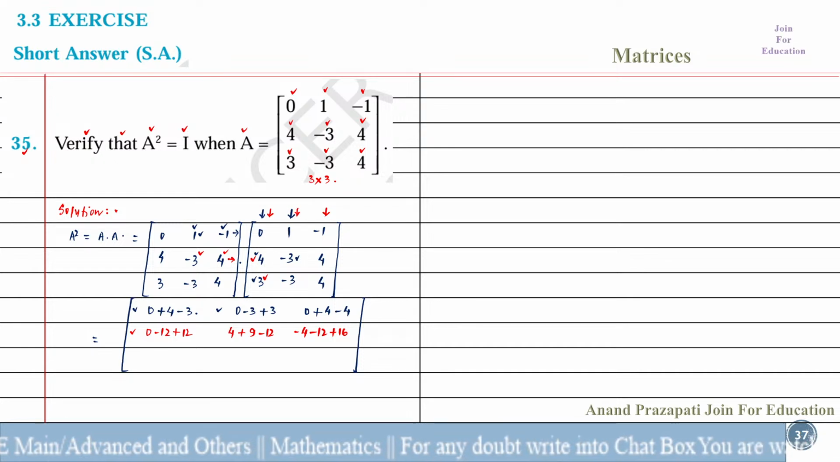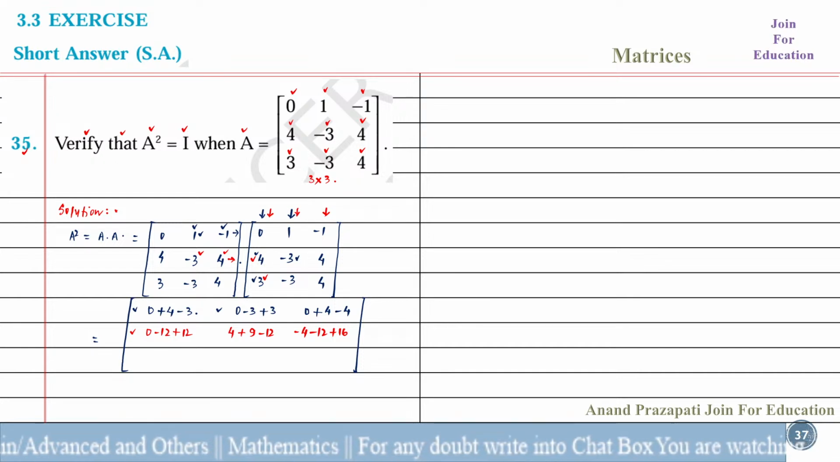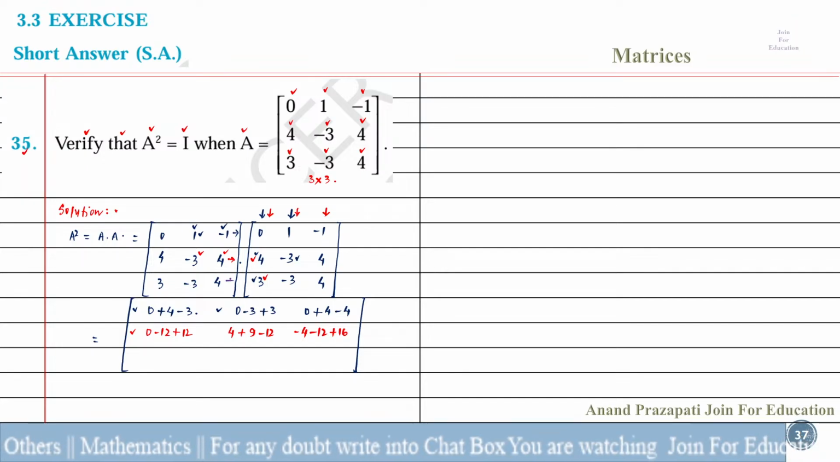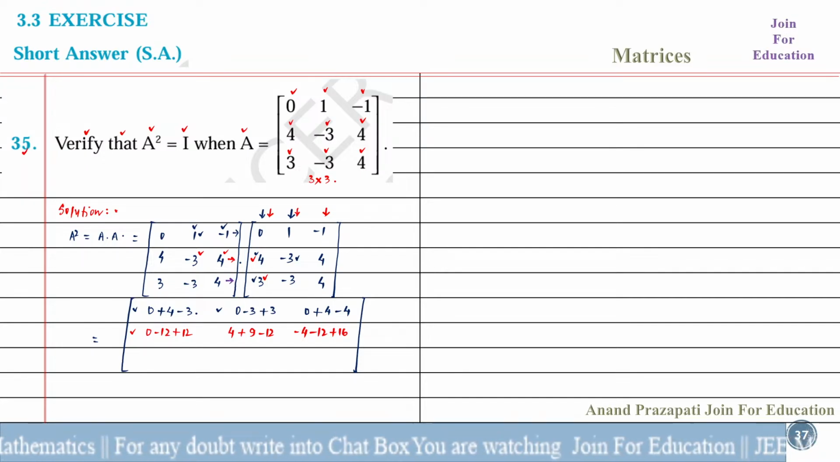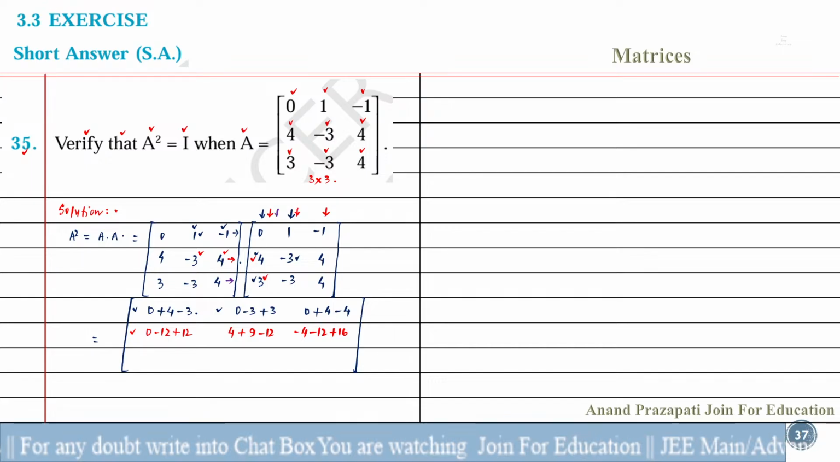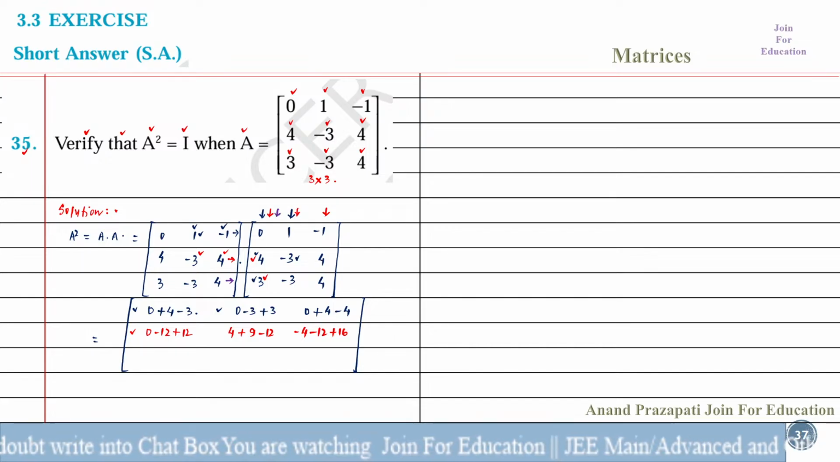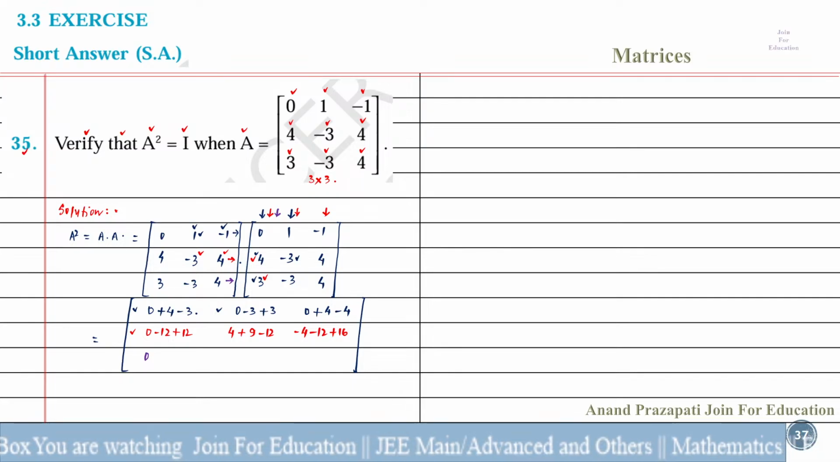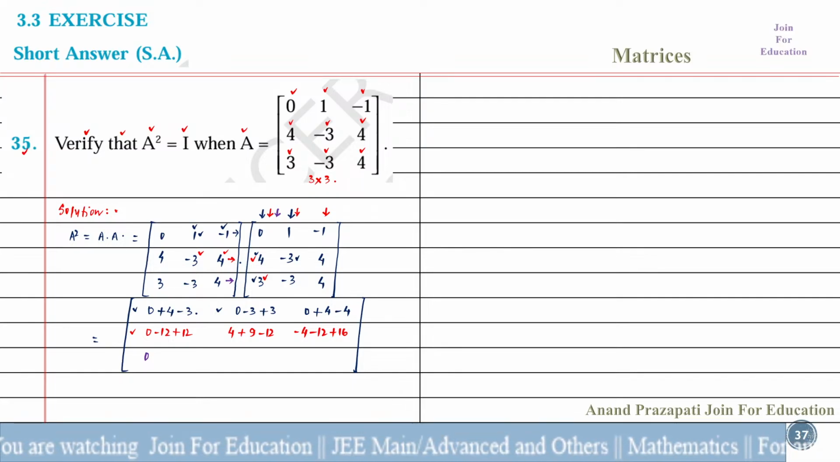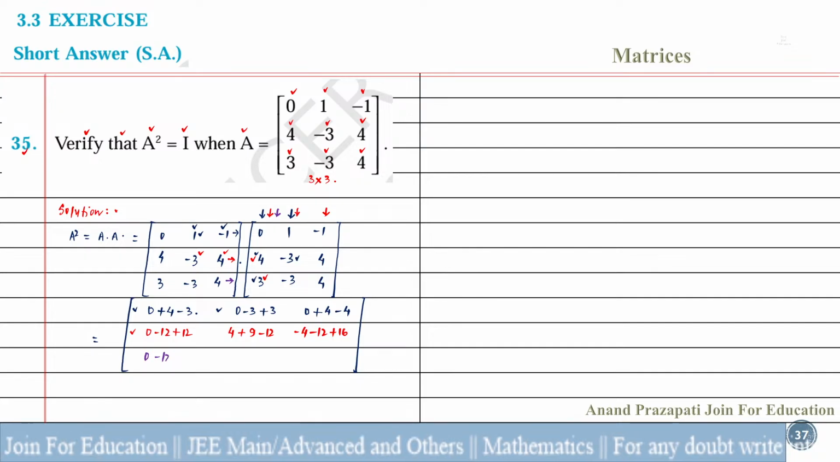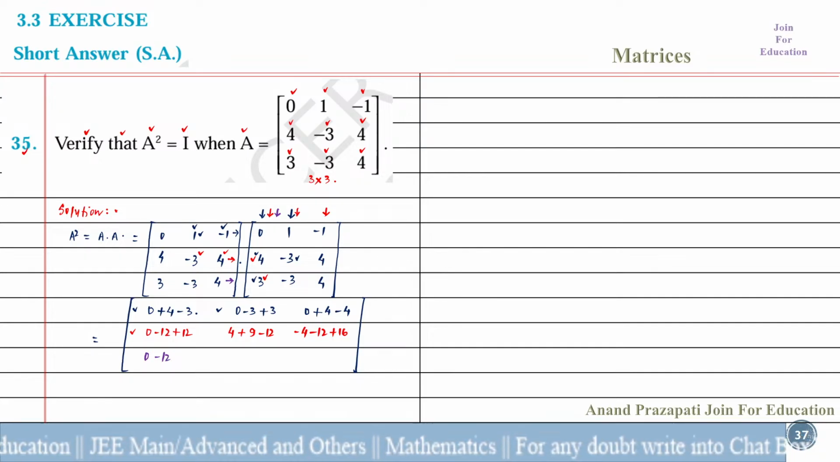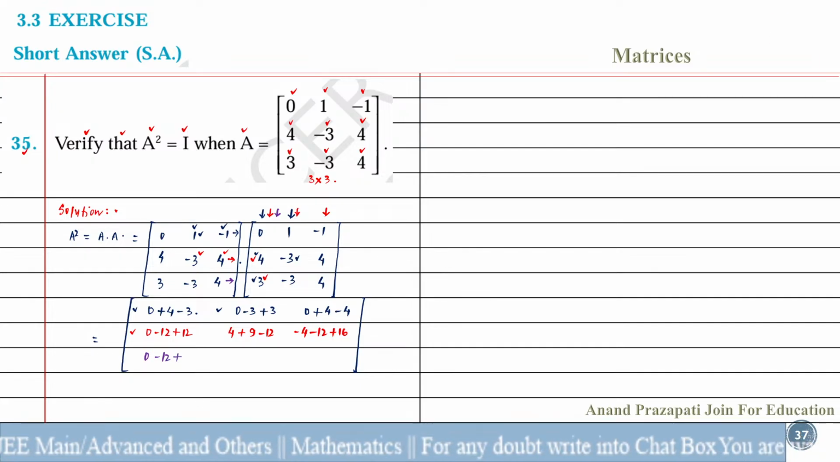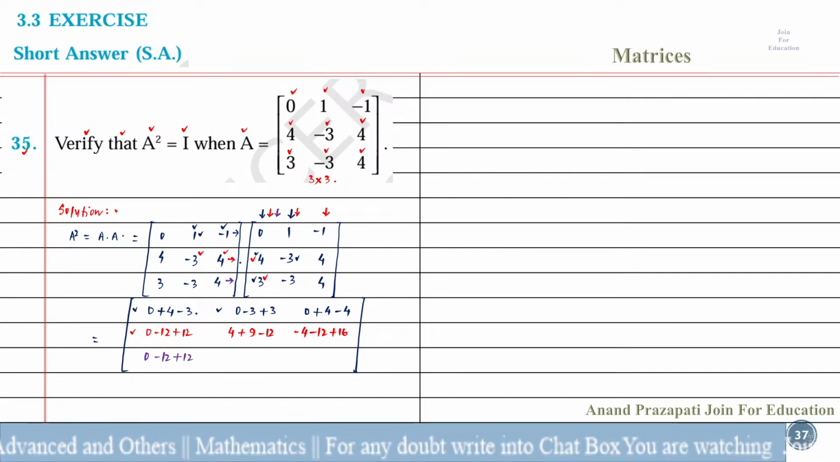Now consider the third row. So third row along first column, this one will be 3 into 0 equal to 0, minus 3 into 4 equal to minus 12, 4 into 3 equal to 12, so we write down here plus 12.